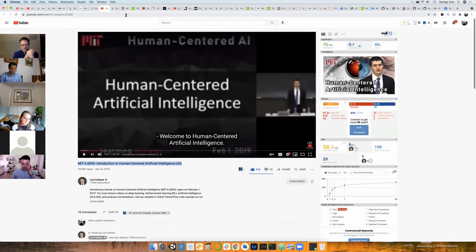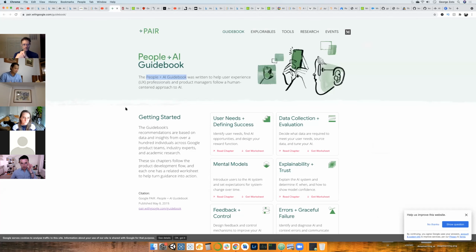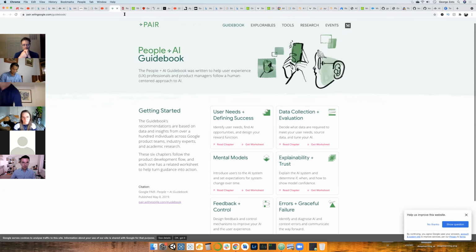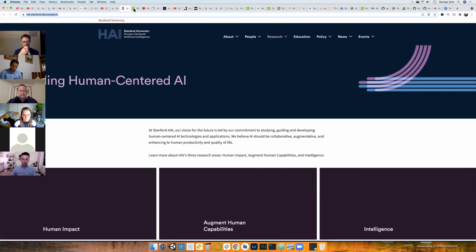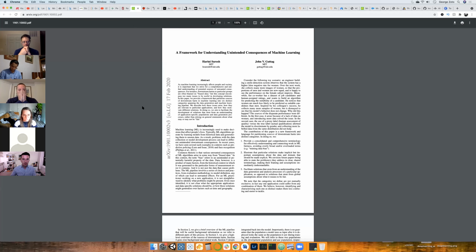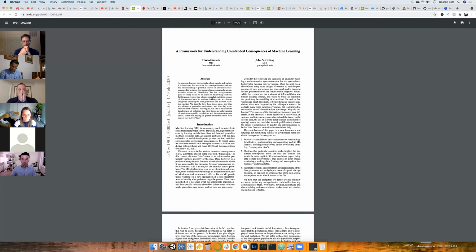This introduction to human-centered AI, I haven't checked it out yet, from MIT. People in AI guidebook. Seems like a good resource as well. Stanford also has this Human-Centered Artificial Intelligence Center, which does a lot of research. The framework that you mentioned, Robert, with the paper, and the different bias sources.